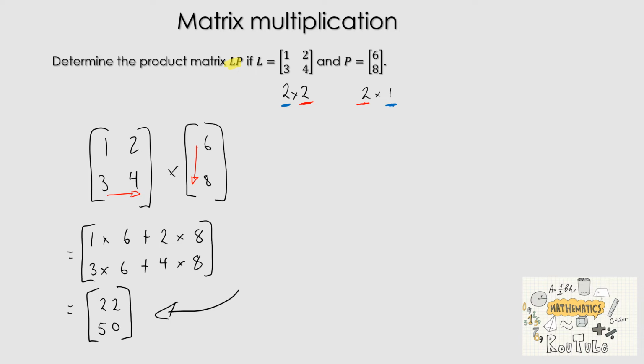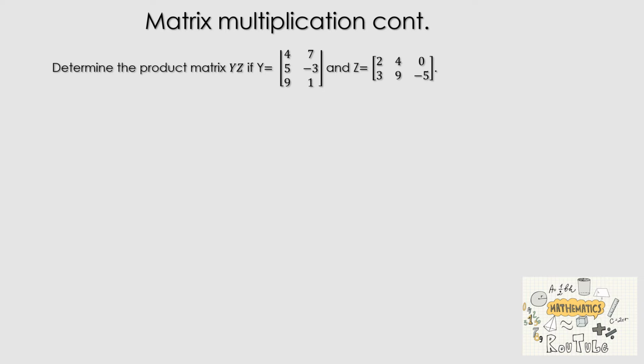Now you can do that on your CAS or Casio just simply by entering in the 2 matrices with a multiplication sign in between. Okay, and you should be all okay to do that. But this is, like I said, if you need to know it by hand or the manual method. All right, and let's finish this video off with another matrix multiplication.